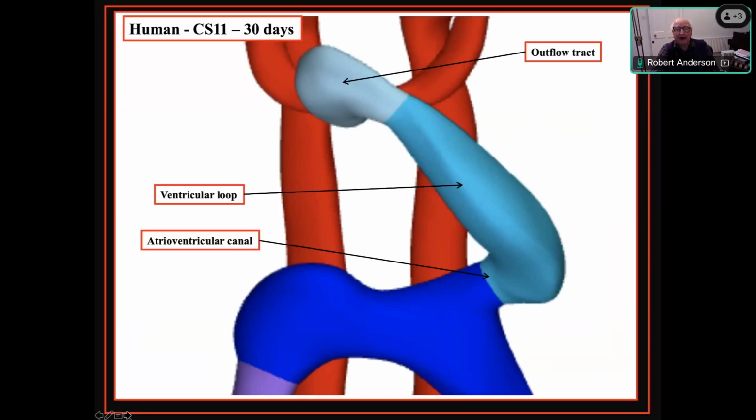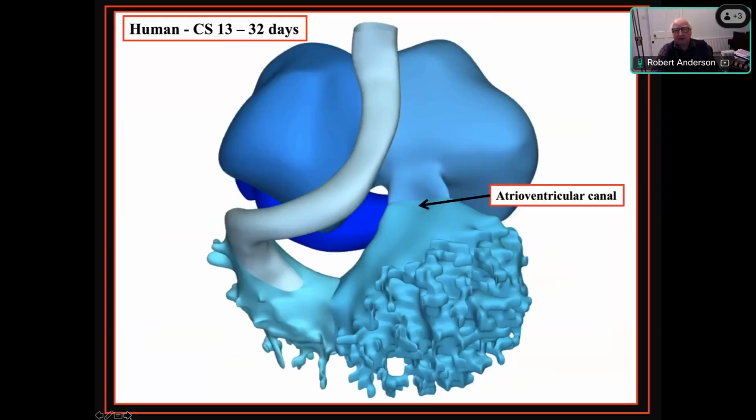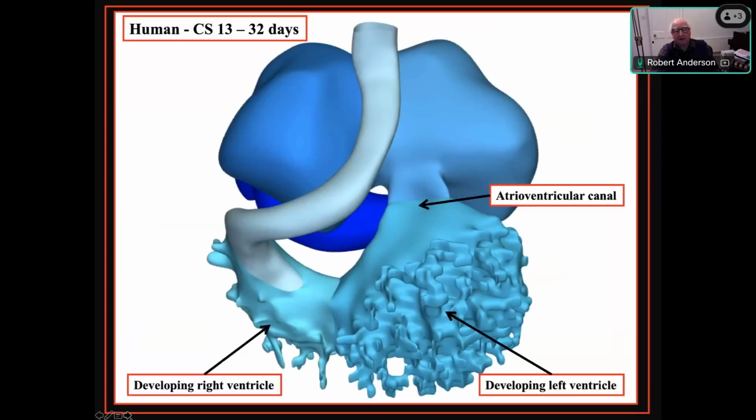So here is the outflow tract as a solitary channel with a common lumen. We've seen that the next stage is ballooning to give the developing left ventricle from the inlet, developing right ventricle from the outlet of the loop, with the outflow tract supported exclusively by the developing right ventricle. And this is the stage that I'd now like to discuss with you in greater detail.